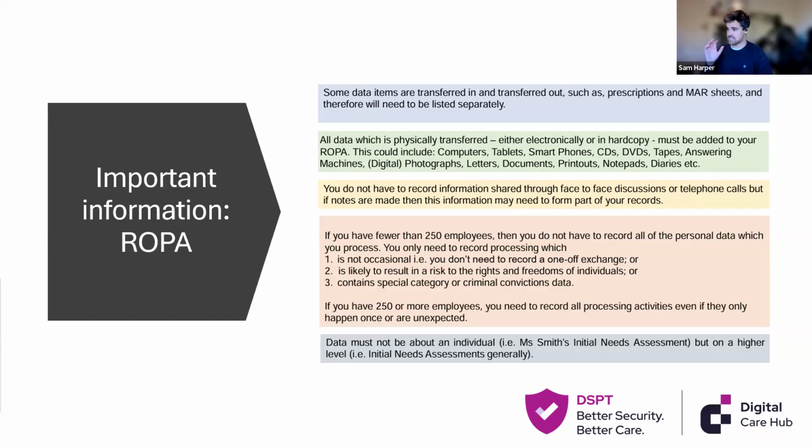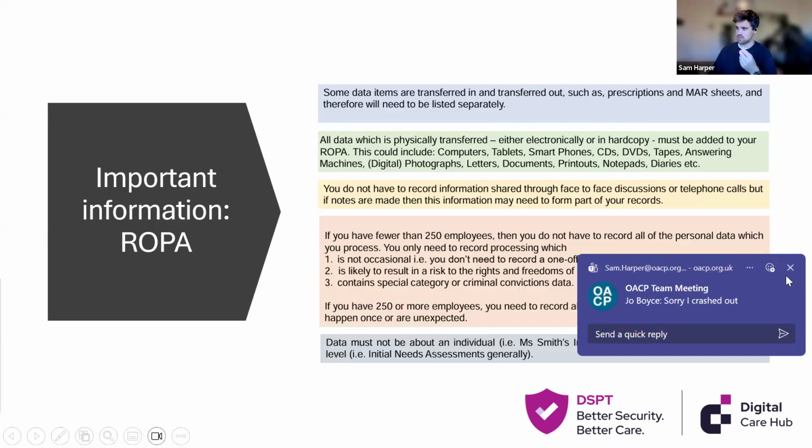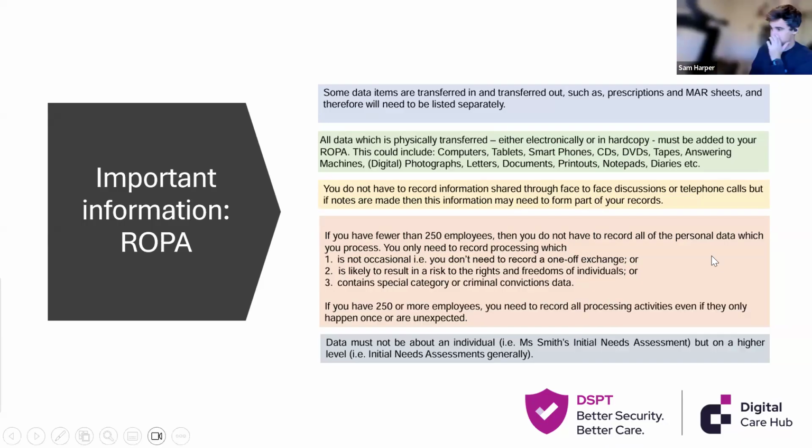Now, you do not have to record information shared through face-to-face discussions. Important to know this. We're not going down to an absolute granular level here. So you're not going to put everything in there if you're having a discussion with somebody and they've just told you some information, or over the phone they may have told you some information. We're not going down to that level. But if you have made notes on a phone call or have made notes on a discussion, then that needs to be part of it. So you can see where we're going here, a physical record. If you've got notes or information that has been put down on a piece of paper or electronically, that's what we are looking at here, not conversational where there's nothing recorded.